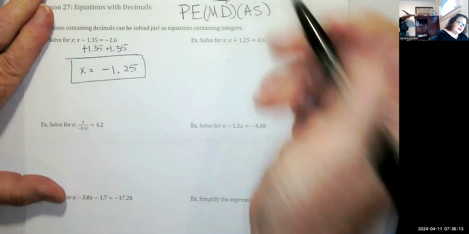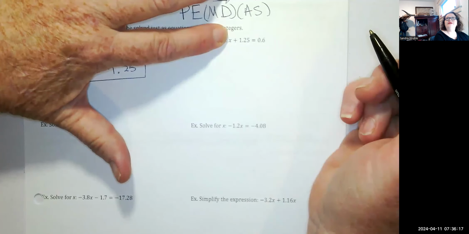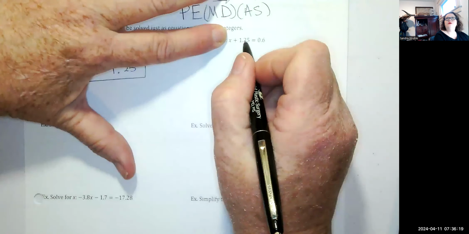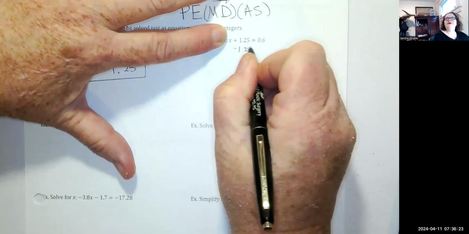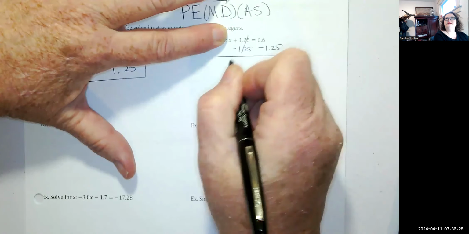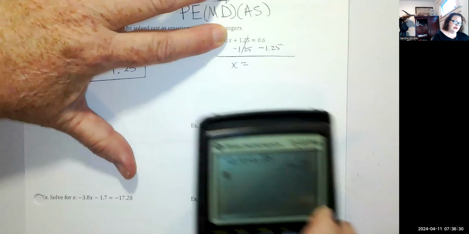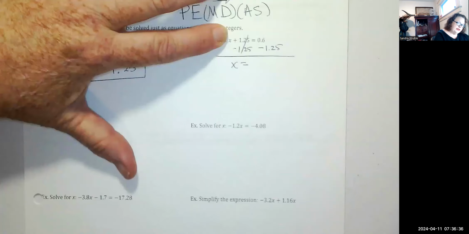All right, let's get to the next one. Solving for x: x plus 1.25 is equal to 0.6. 1.25 is attached to x by addition. We need to subtract it from both sides so that we can isolate x. When we do that, x is equal to, and it should be a negative number, 0.6 minus 1.25, and that's negative 0.65.